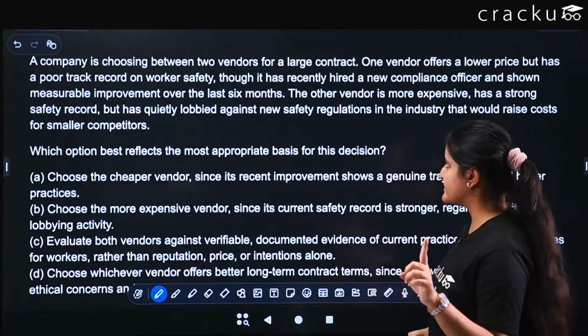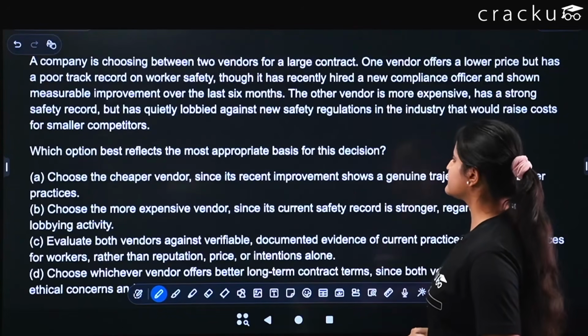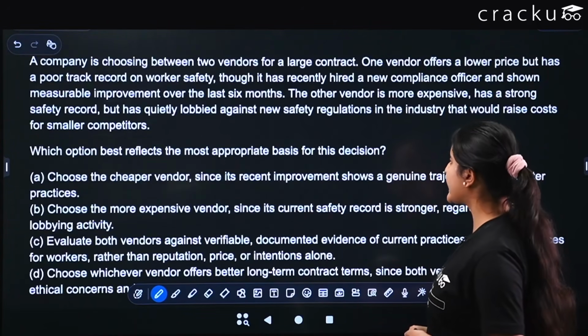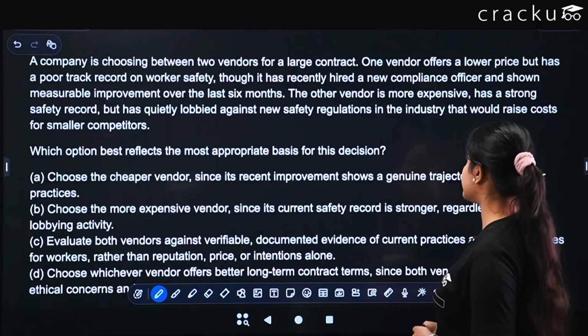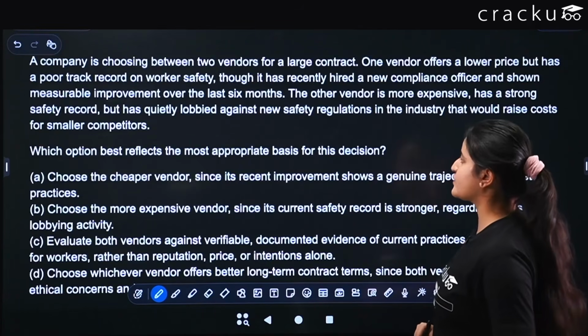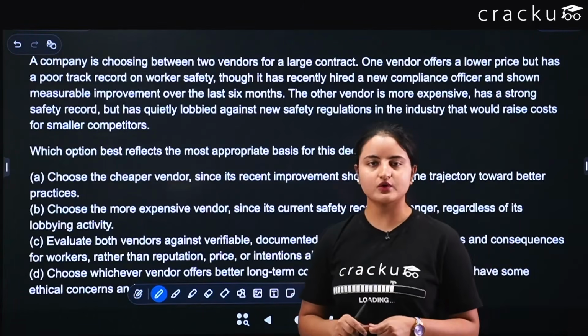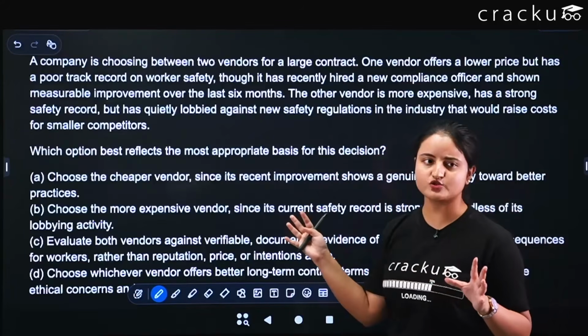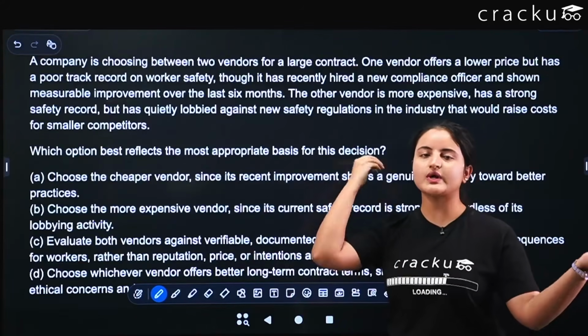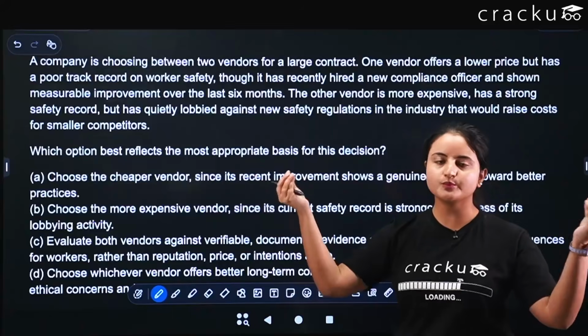Okay, this is one vendor. The other vendor is more expensive, has a strong safety record, but has quietly lobbied against new safety regulations in the industry that would raise costs for smaller competitors. Okay? So these are the situations. One vendor is cheaper, one vendor is more expensive, but both of them have issues.